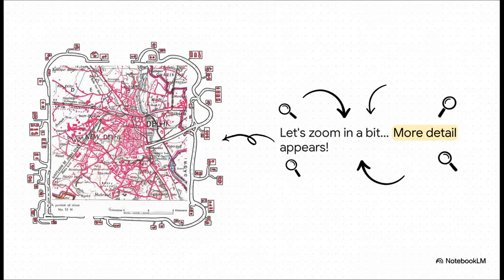Now, let's zoom in a bit. The scale is getting larger. We're looking at a smaller area now, see? Mostly just Delhi. And what happens? Suddenly, you can see more details.